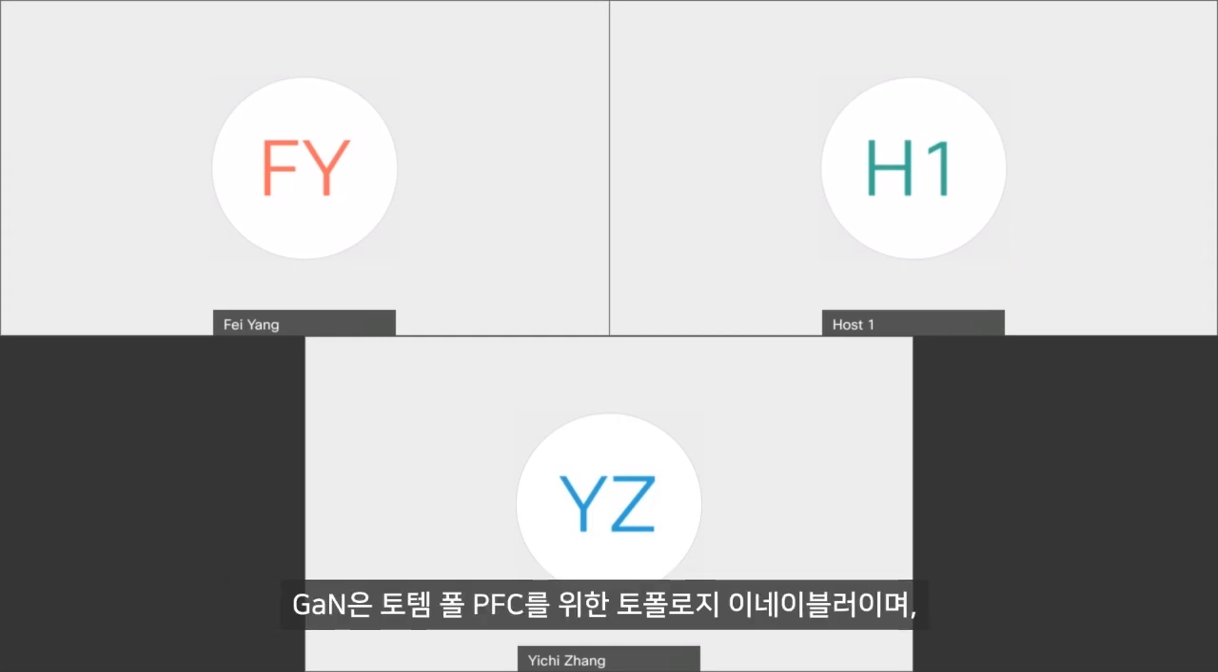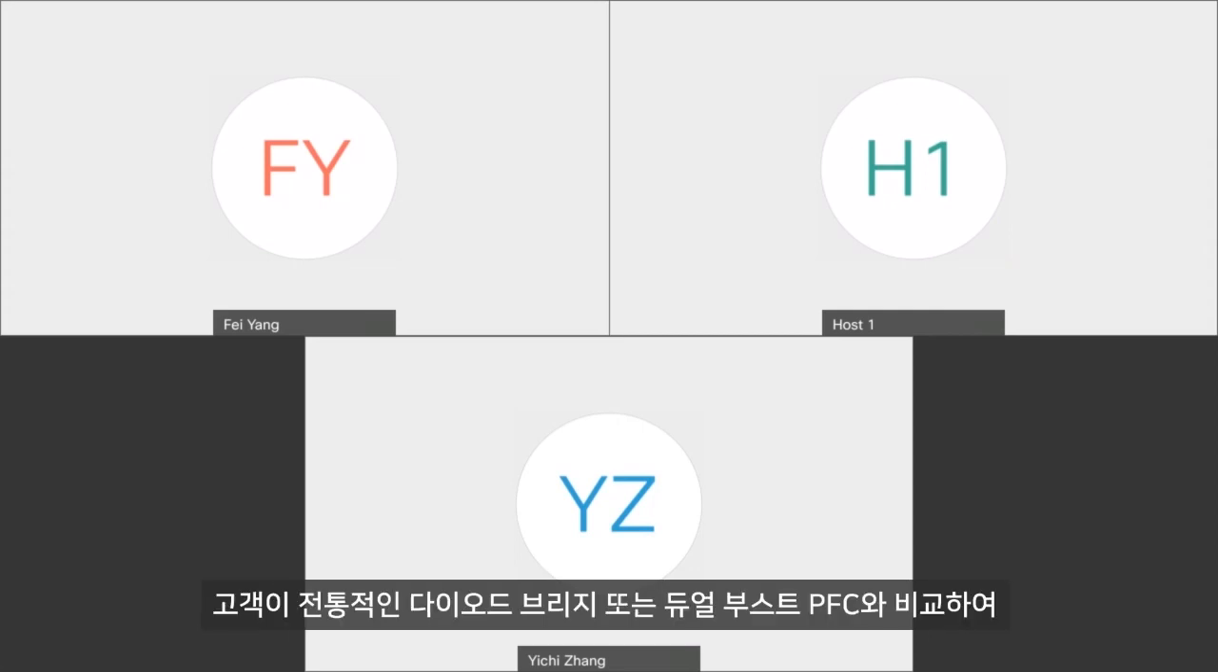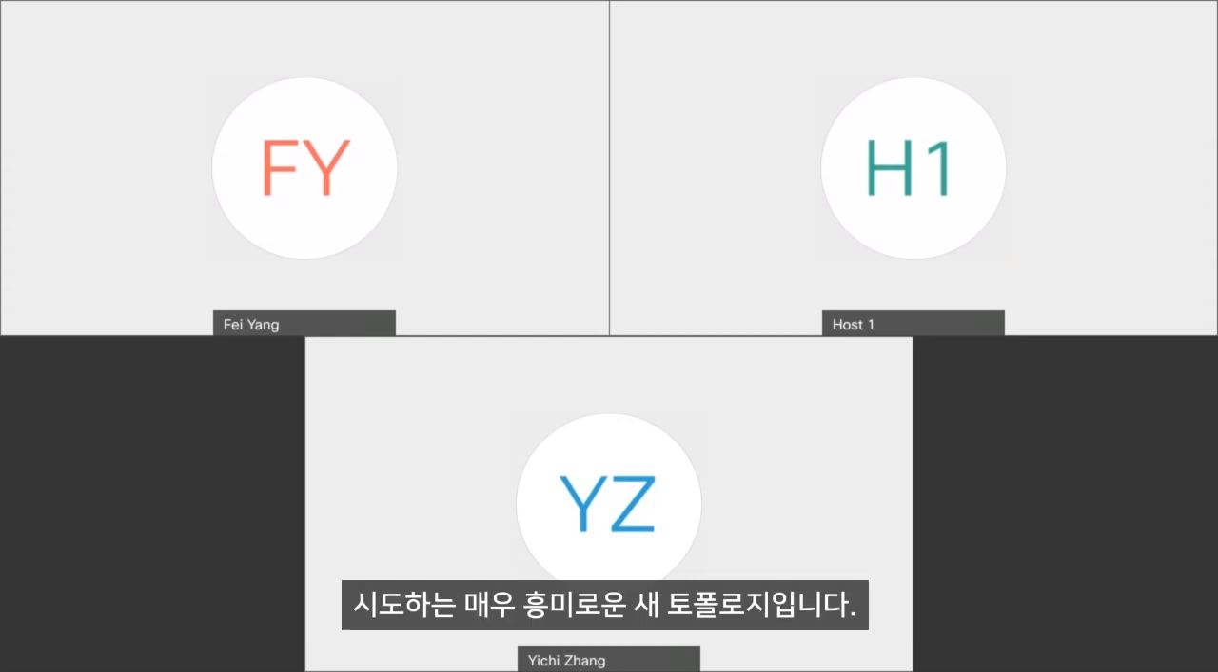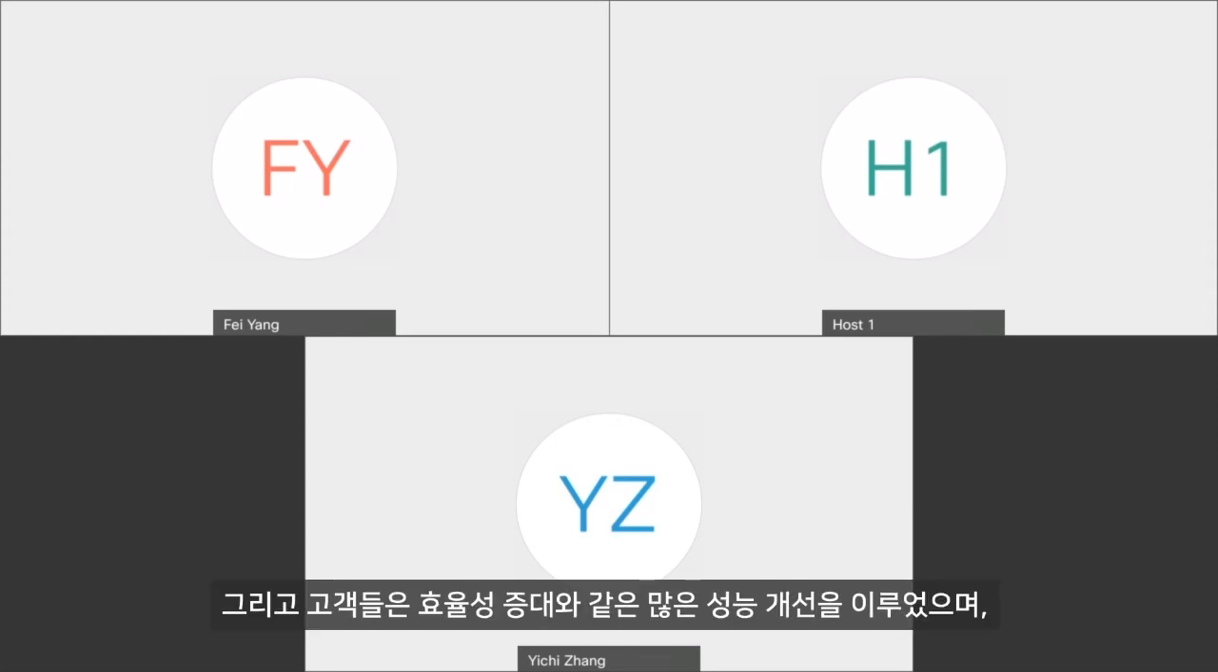GaN is a topology enabler for the totem pole PFC, and this is a very exciting new topology that customers are trying out compared to the traditional diode bridge or dual boost PFC. They've seen a lot of performance improvements, such as an efficiency boost, and they can also save on system cost by having smaller magnetic sizes. So definitely, that's a big space where we've seen people using it, in the 2 to 4 kilowatt power space.